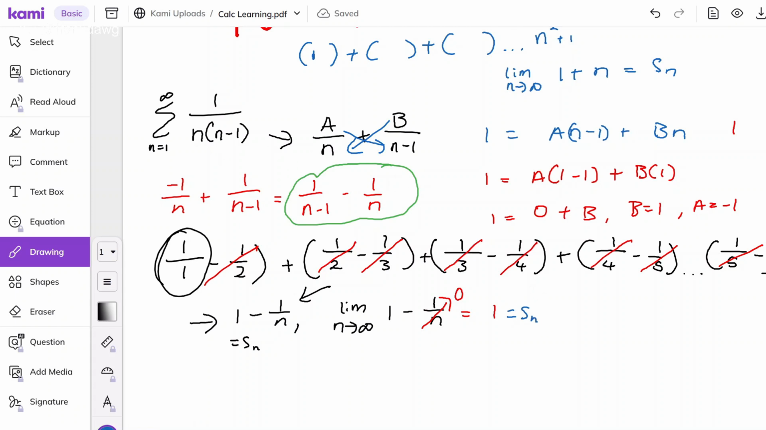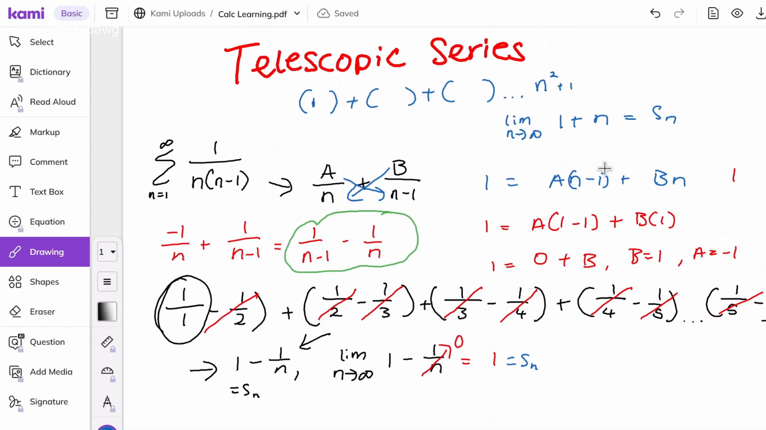It's a lot of work that you could be specifically asked on a test: to use this as a telescoping series to try to find the convergence, and this is how you do it.